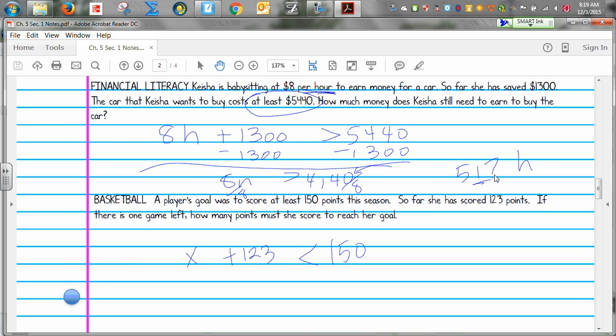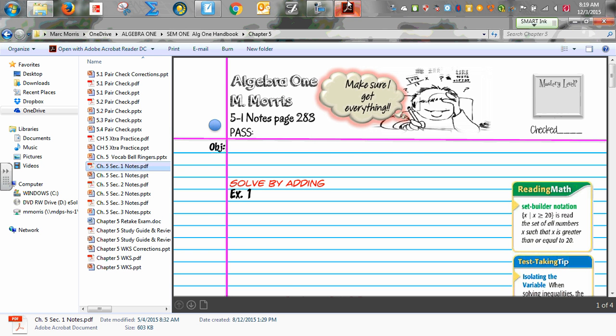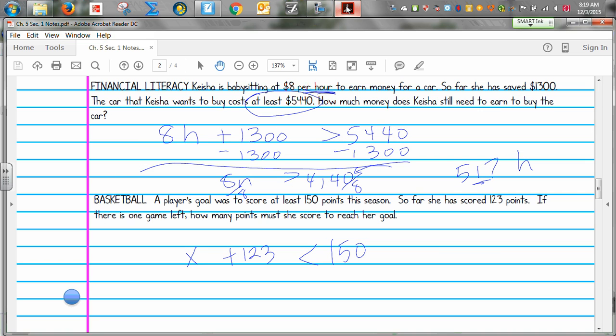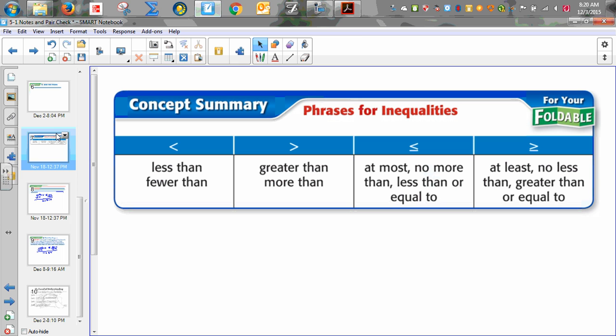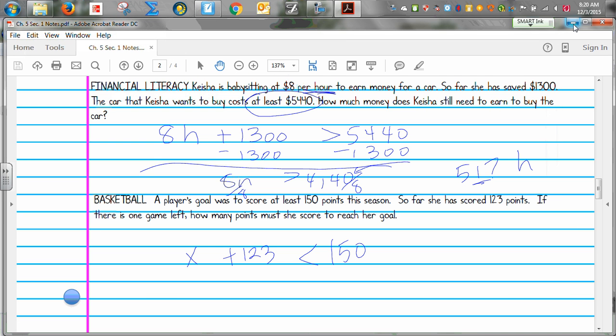Because it's the average. Go back and look at your chart. I want to make sure. At least, no less than, greater than. Yeah. Where's my notes? At least. Right? Okay, so she's already got 123. There's one game left. How many points must she score to reach her goal?